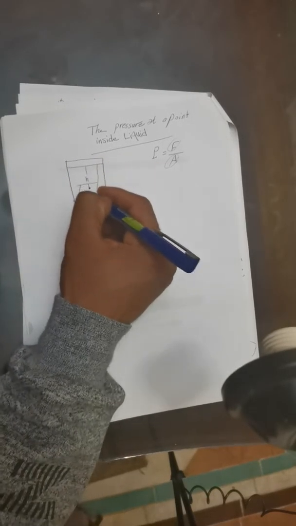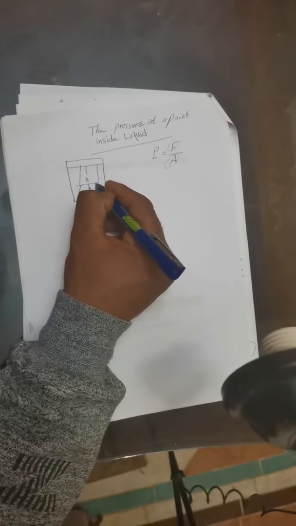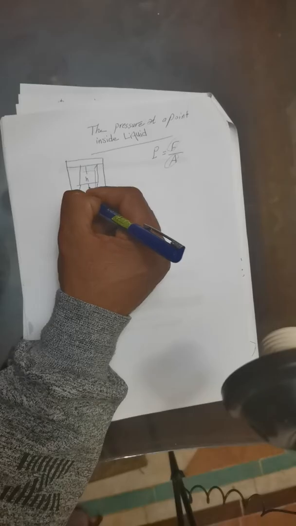The force affecting this point is the weight of the fluid above this area, which makes a column of fluid. So the weight of this column is the force which acts normally at this point. Okay, so we'll try to find the weight of this fluid column.